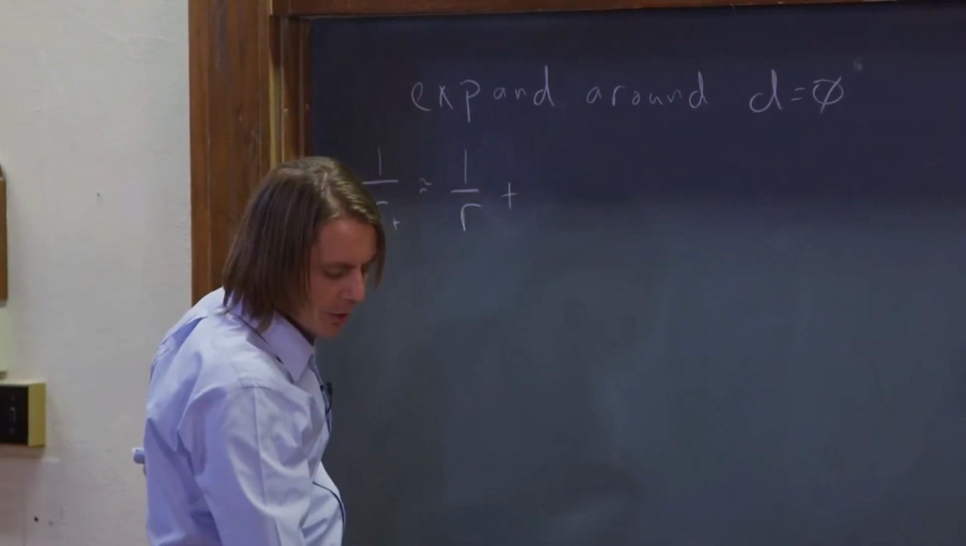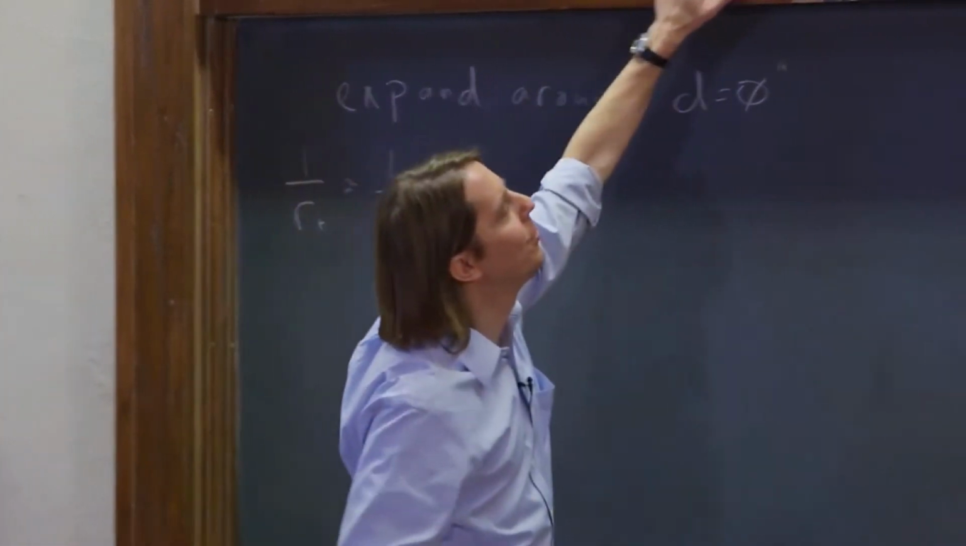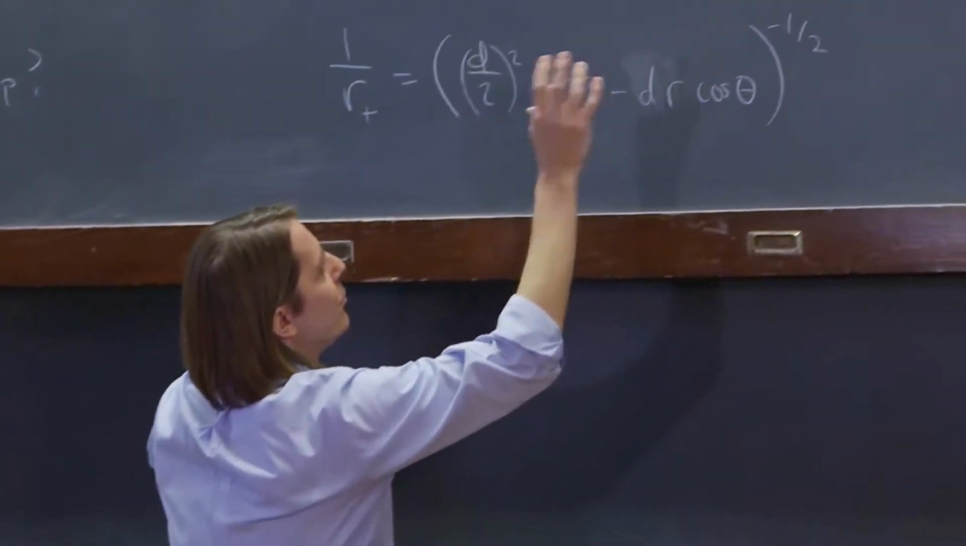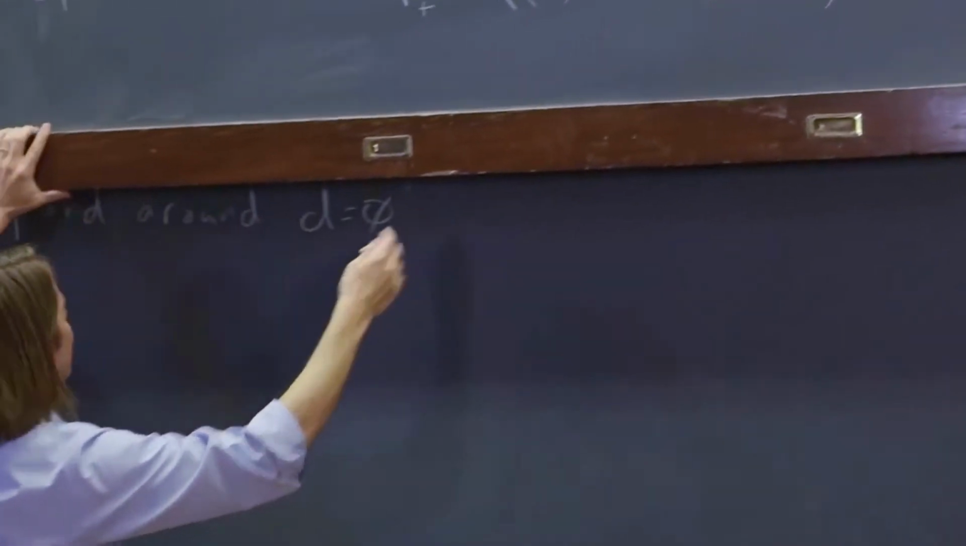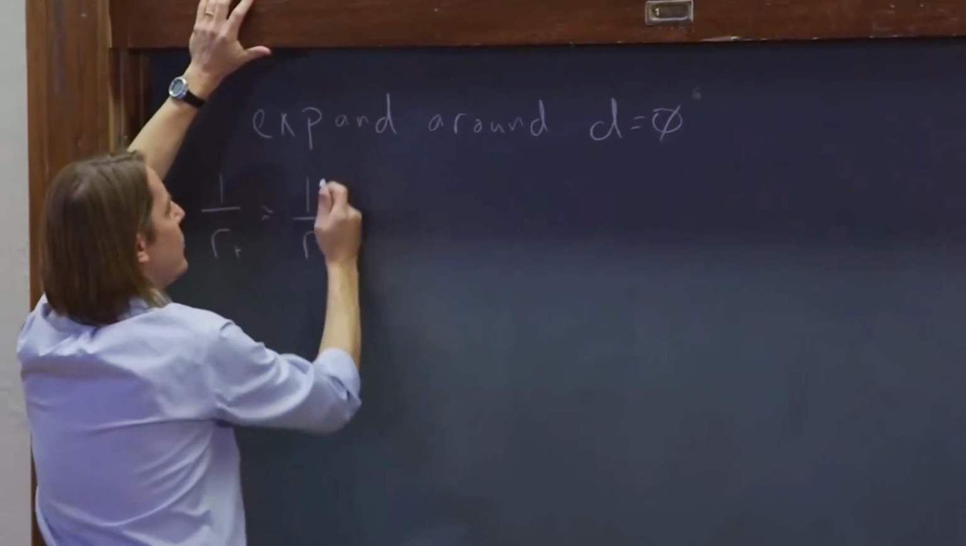Okay, so now for the next order term, first order term, we take the derivative of this with respect to d. Okay, so what is that? So minus 1/2.